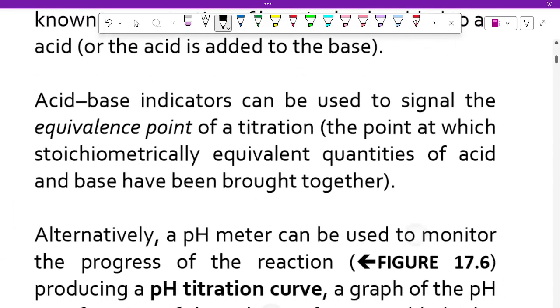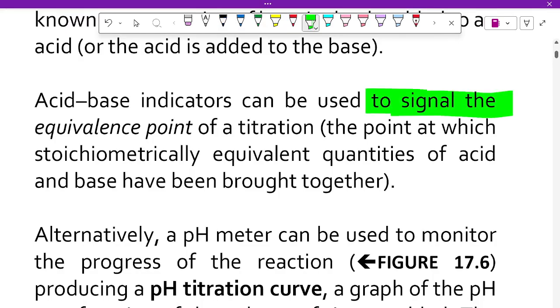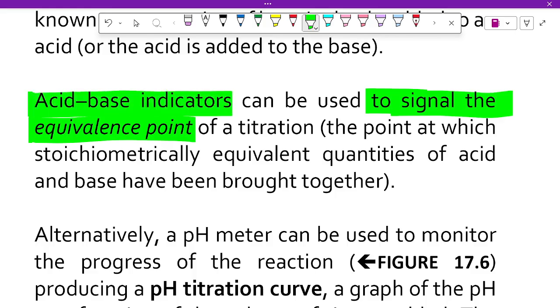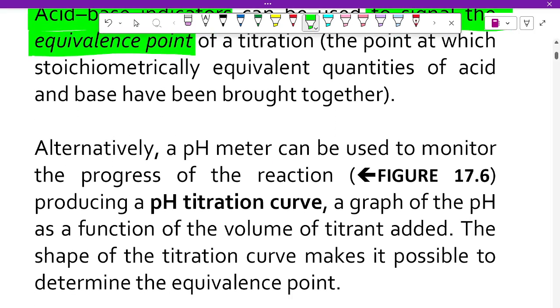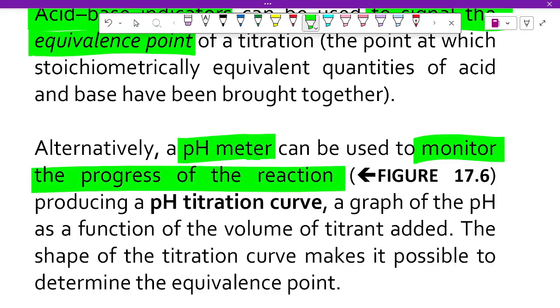How would we often signal that we have reached the equivalence point? How did you know last year when you did a titration that you had reached the equivalence point? You would use an indicator. So an acid-base indicator can be used to signal the equivalence point. Alternatively, and this is what we're looking at today, a pH meter can be used to monitor the progress of the reaction.